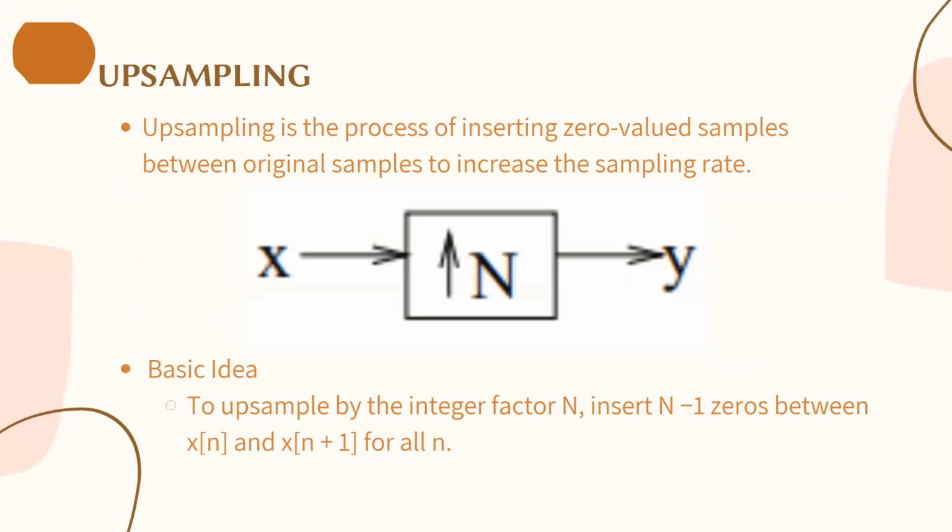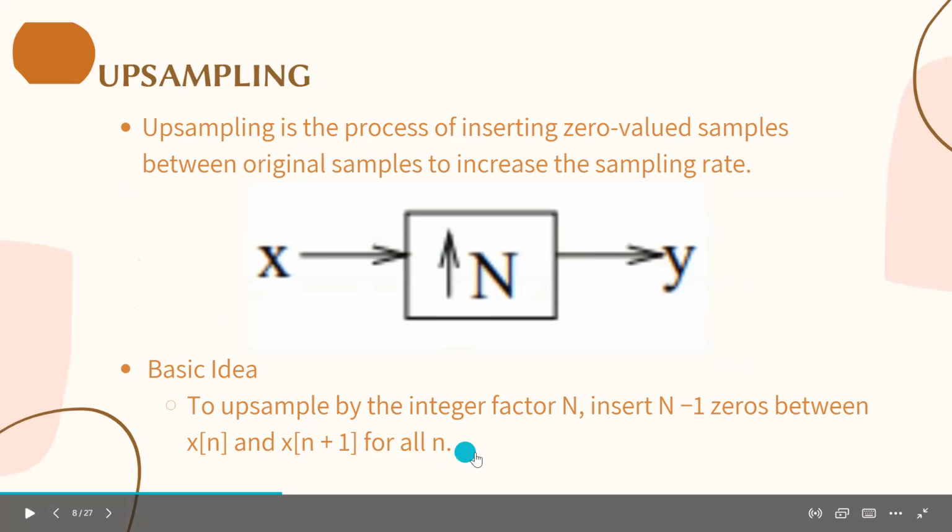Now we will discuss upsampling. As the word suggests, upsampling means increase. It is a process of inserting zero samples between the original signal samples to increase the sampling rate. This is the diagrammatic representation. X is the input signal and Y is the output signal. As the arrow is up, it is an upsampling process where zeros are inserted between the original samples. So the basic idea is inserting a zero between x of n and x of n plus 1 of the original signal.